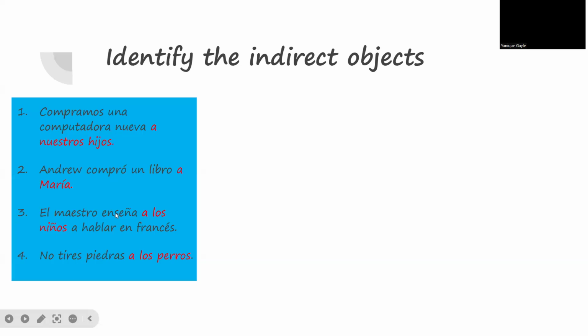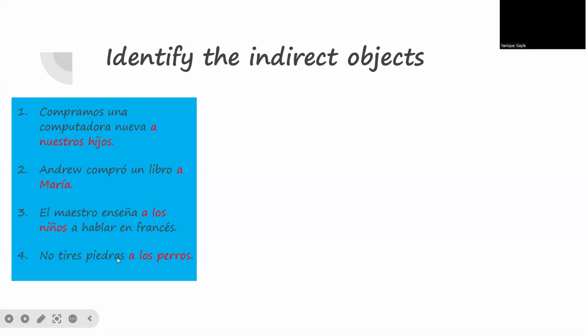El maestro enseña a los niños a hablar en francés. El maestro is the teacher. Enseña means to teach or teaches. Los niños, the children, how to speak in French. So who is the teacher teaching to? It would be los niños. A los niños. Okay, so a los niños would be to the children. So they're receiving the action.